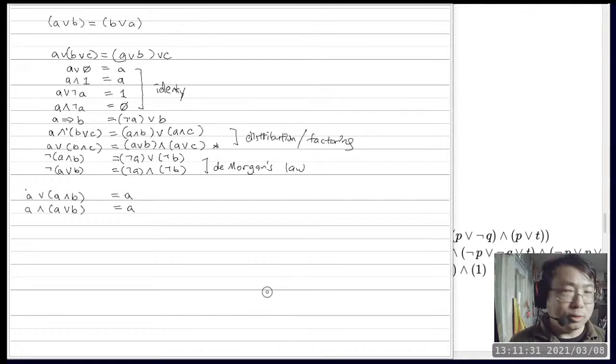And you can use this way of looking at things also to look at the first one. If I know A is true, then the disjunction is going to be true anyway. If I know A is false, then we also know that A and B is also going to be false. So that makes A and B a useless expression in the context of this entire disjunction.